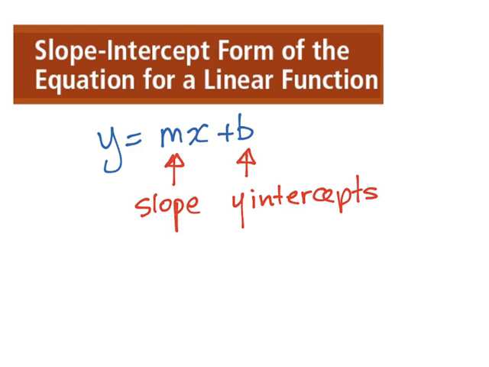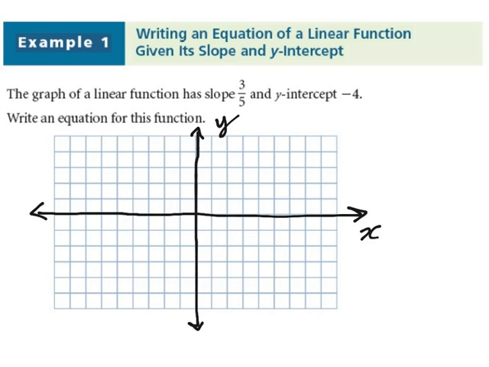So let's use some examples. In this, we're going to graph a linear function that has a slope of 3/5 and y-intercept of -4. We're going to also write an equation for this function. Let's write the equation for this function first.